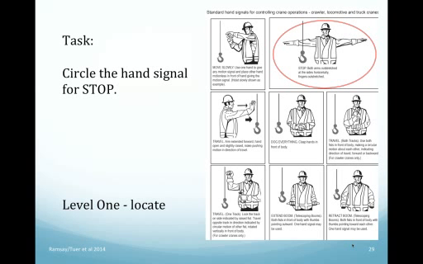Okay, so you can see on here, here's an example of a level 1, very low level task. They're asking to circle, it could have been circle, highlight, underline, but circle the hand signal for stop. And so what did we do right away? We scanned the document, we looked for STOP, matched it, and then we circled it. So that's a level 1 locate. You're locating one piece of information in the document.